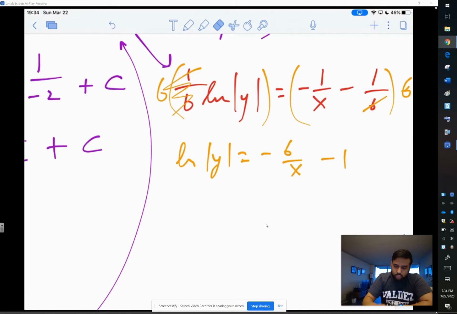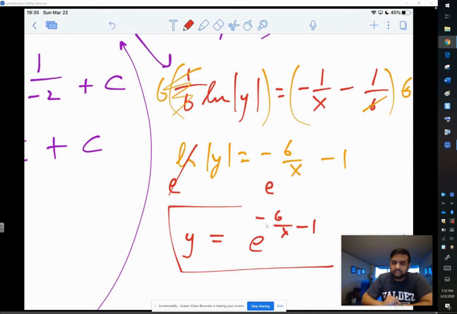So to solve for y, we need to get y out of the grasp of the natural logarithm. Remember, a natural logarithm means log base e. So if I raise both sides with base e, these operations would cancel by default, giving me y equals e to the negative 6 over x minus 1. And we're done.